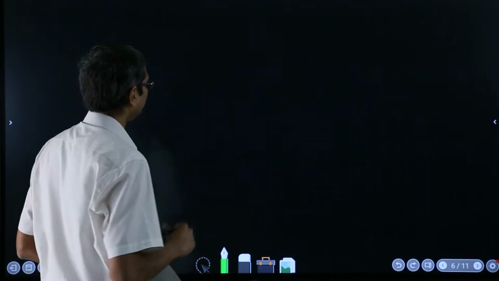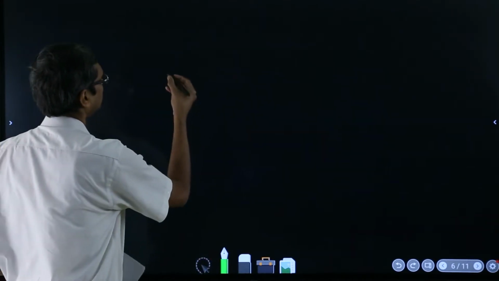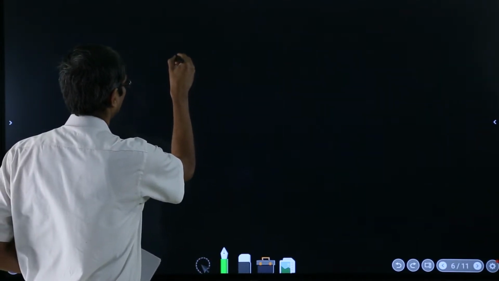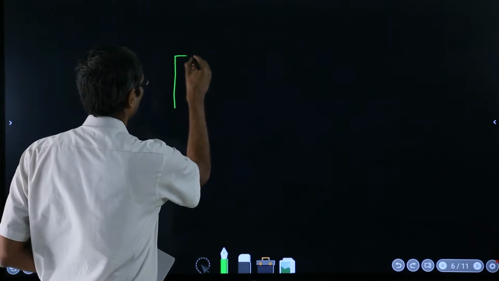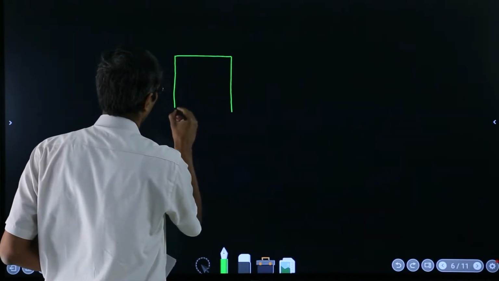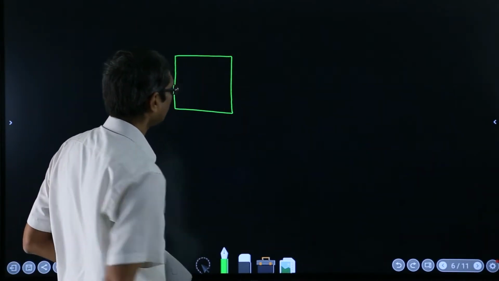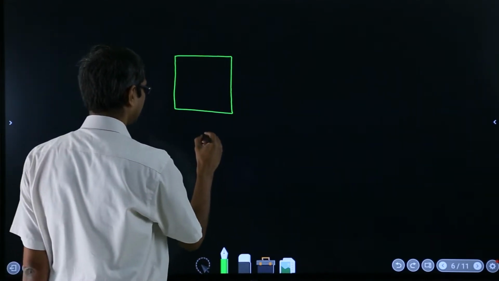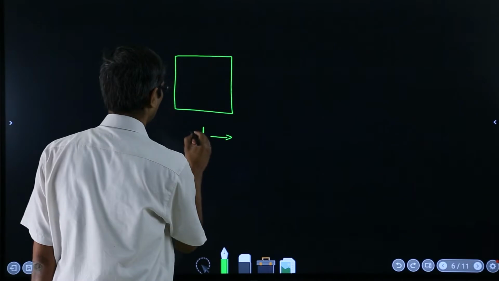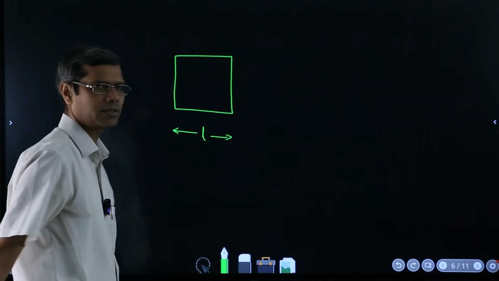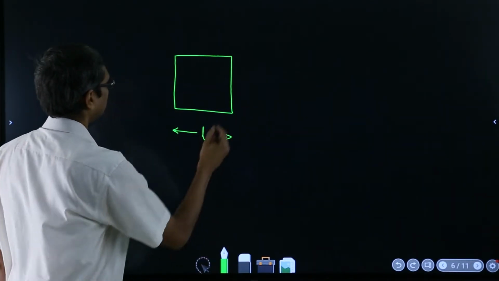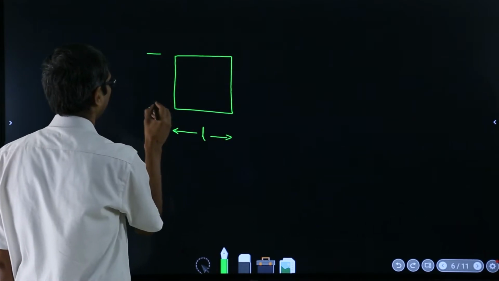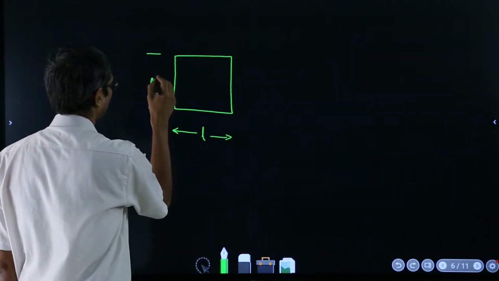For this, we start with a cubic body. Suppose this is of side length say L. So, area is L squared. So, this is also L.